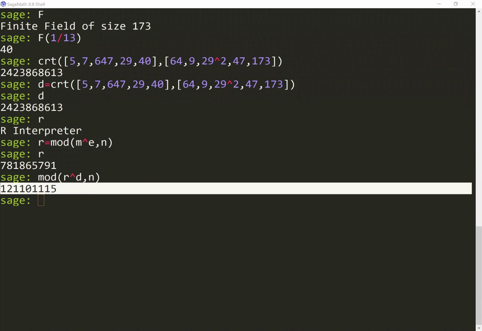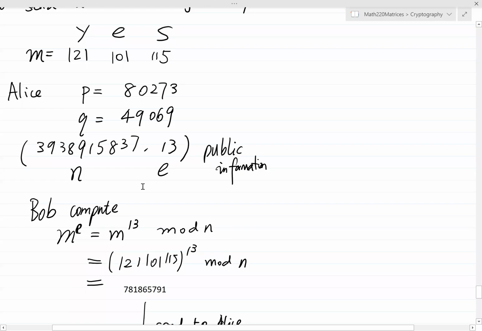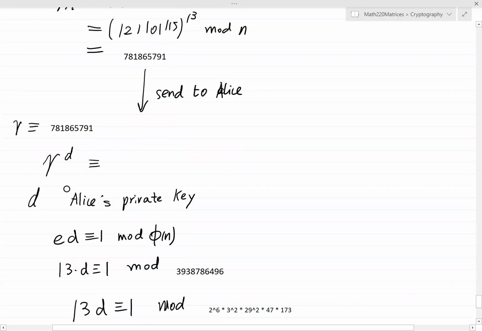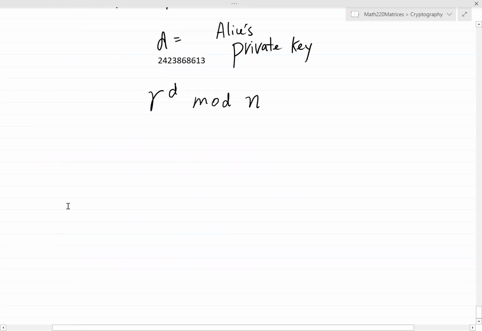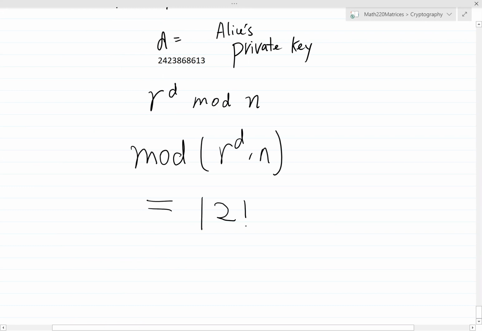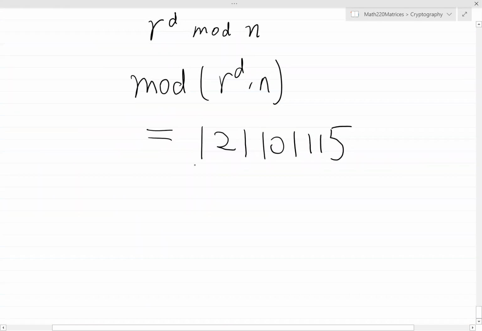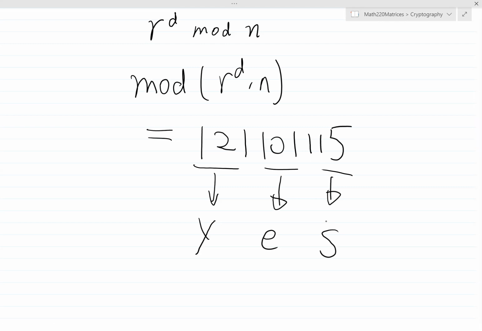Let's go back to this note. So Alice computed this number: 121, 101, 115. If they both assume that they use ASCII code, they check back the ASCII code. This is the little y, this is e, this is s: yes. So Alice received the message from Bob. It's just yes.